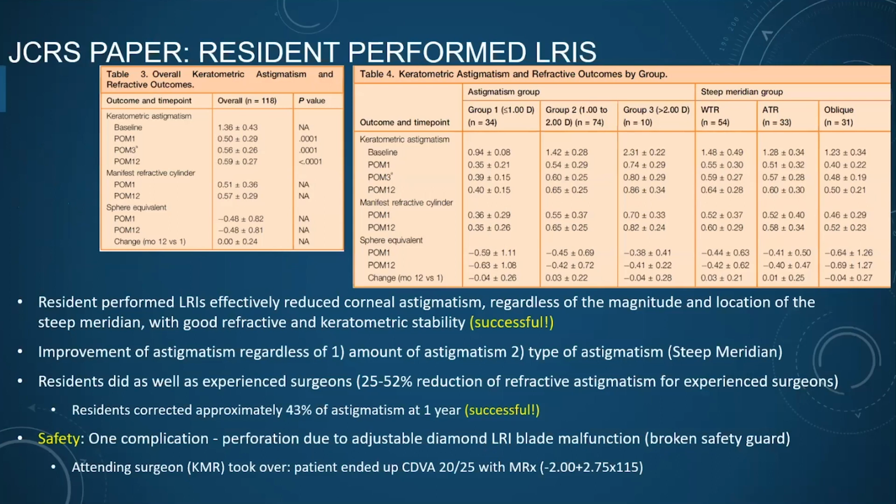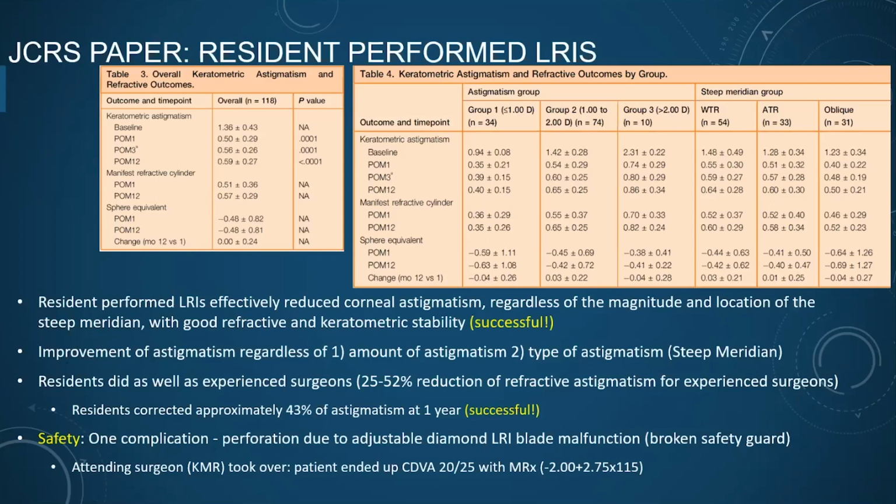Again, kind of a busy slide with a lot of tables and a lot of numbers here, but I wanted to show this, that even in patients regardless of the amount of astigmatism, less than 1 diopter, 1 to 2, or even greater than 3, whether it was with the rule, against the rule, or oblique, in all of these groups, residents were able to reduce corneal astigmatism regardless of the magnitude and the location of the steep meridian. So in other words, it was successful. The astigmatism improved regardless of the amount and the type, in other words, the steep meridian, and the residents did as well as experienced surgeons.